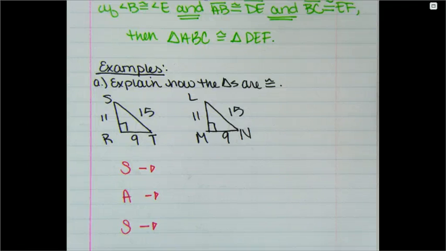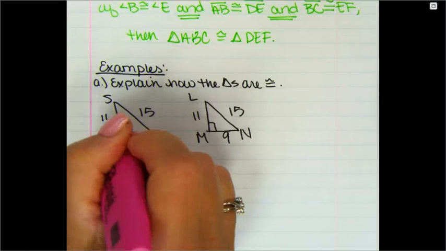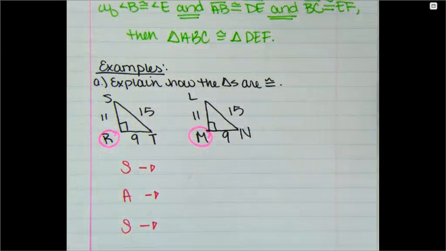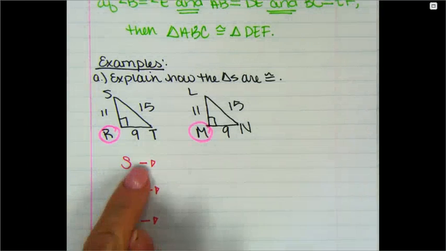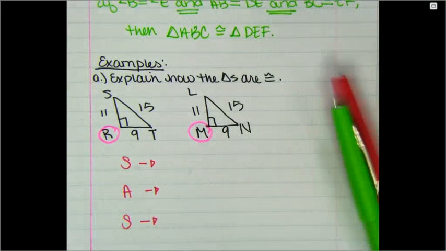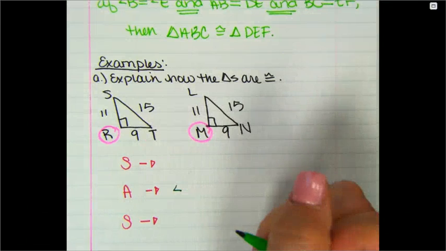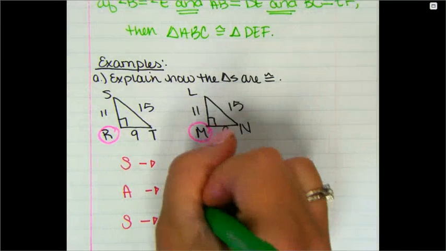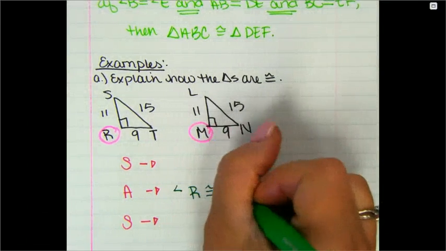So what angle did you have? The 90-degree angles. So angle R, or I'm going to circle it. So angle R and angle M are the ones you highlighted, yeah? All right, so that goes for S, A, or S? A. And you're going to say that angle R is congruent to angle M.